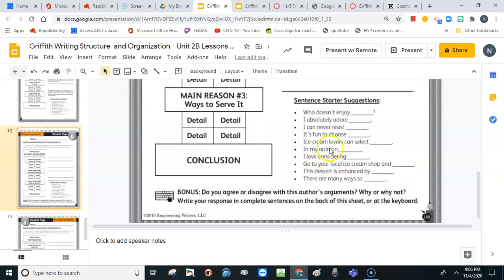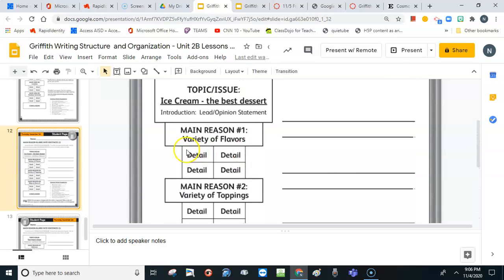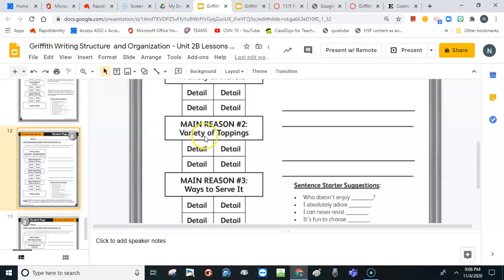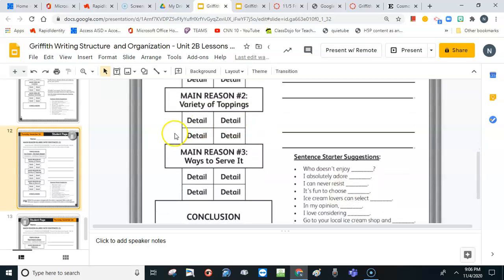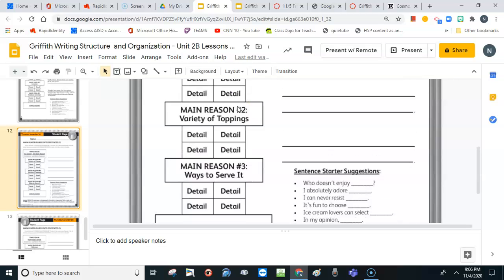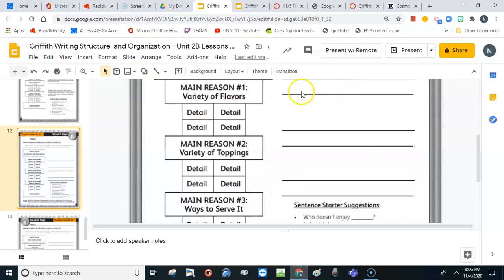You guys can take turns reading all the sentence starters and then decide which one do you think would go best with variety of flavors. And then you guys both write it in your document or in your papers. Then which one do you guys think would be best in variety of toppings? Variety means different kinds. And remember, you don't always have to write exactly these words. Now, you're not going to tell me vanilla is the best flavor. That is part of the details.